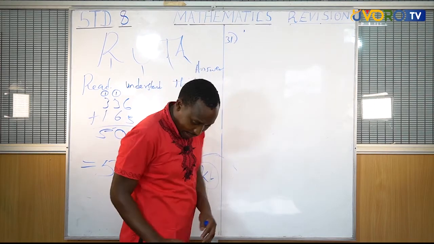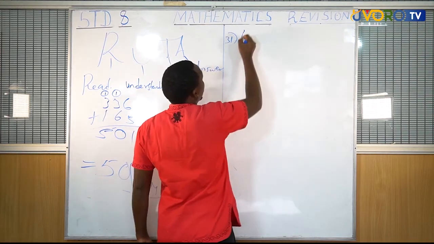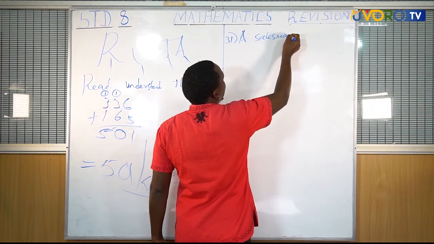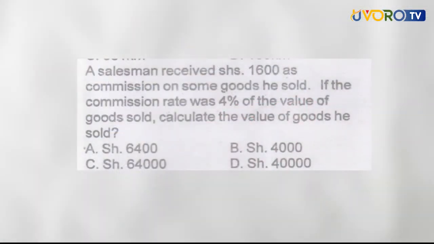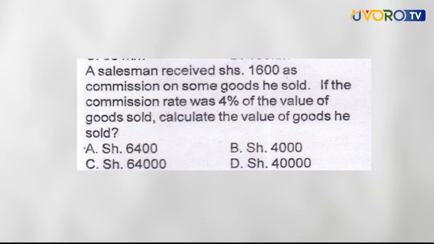Question number 31. A salesman received 1,600 shillings as commission on goods he sold.